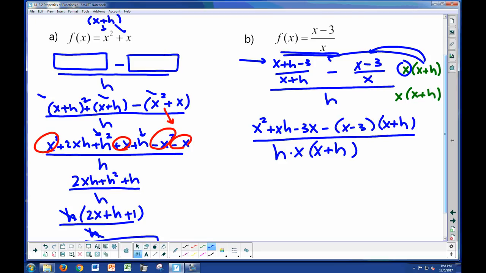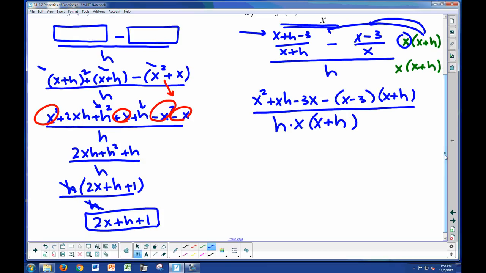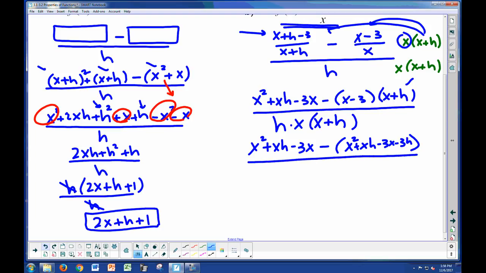Just to keep in mind that we should not be doing craziness like canceling this x plus h with that one over there. That would be nasty. Certainly don't want to do that. Instead, we're going to work this all out. x squared plus xh minus 3x minus, and I'm going to keep this all in a big parentheses, x squared plus xh minus 3x minus 3h. I'm just doing FOIL there.